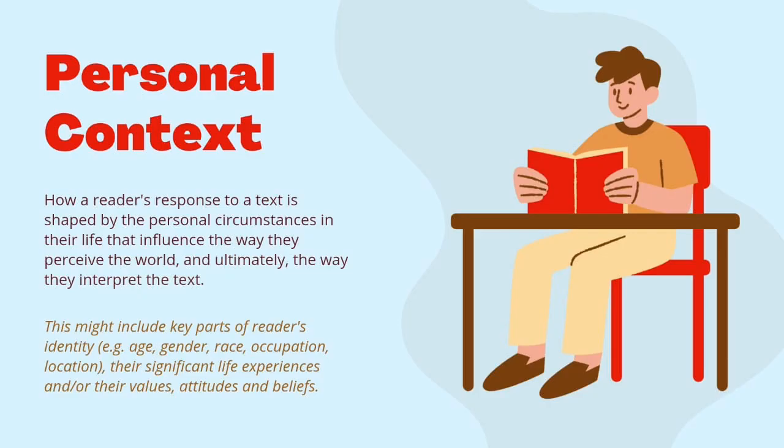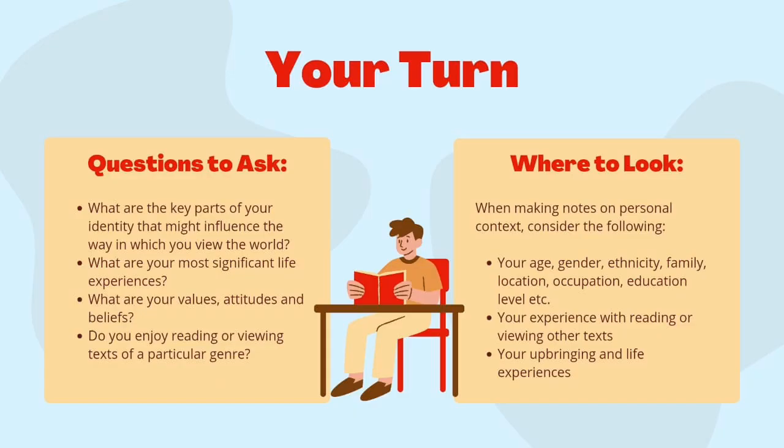Personal context. How a reader's response to a text is shaped by the personal circumstances in their life that influence the way they perceive the world and ultimately the way they interpret the text. This might include the key parts of a reader's identity, for example age, gender, race, occupation, location, their significant life experiences and or their values, attitudes and beliefs. Here's a bunch of questions for personal context.